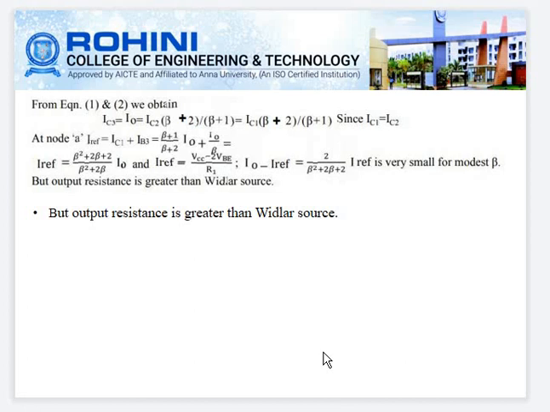At node A, the reference current is equal to IC1 plus IB3, that is equal to ((1 plus beta) by (2 plus beta)) into I0 plus I0 by beta. So the reference current is equal to (beta square plus 2 beta plus 2) divided by (beta square plus 2 beta) into I0. And the reference current equals (VCC minus 2 VBE) by R1. And (I0 minus Iref) by Iref equal to 2 by (beta square plus 2 beta plus 2). The difference between I reference and I0 is very small for a modest value of beta, and the output resistance is greater than the Widlar source.